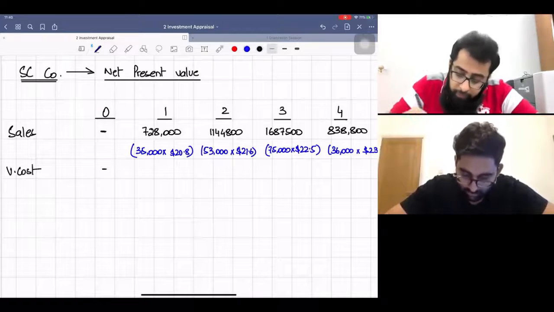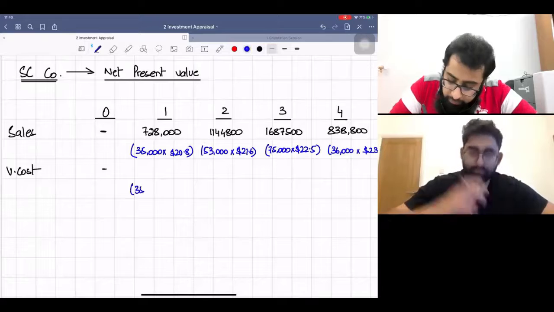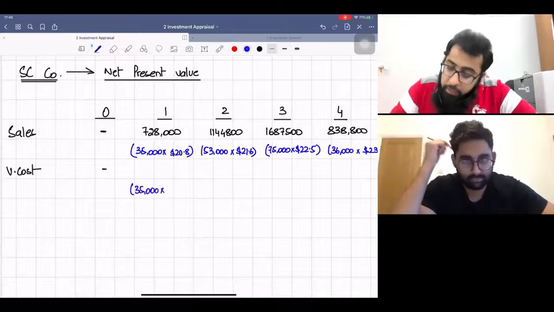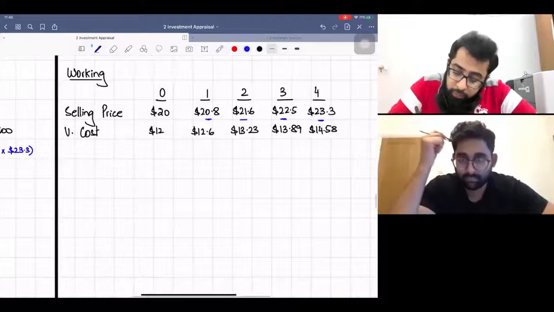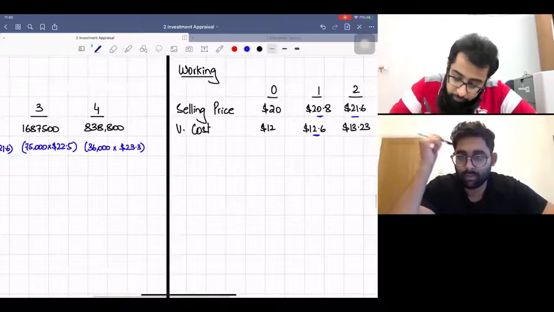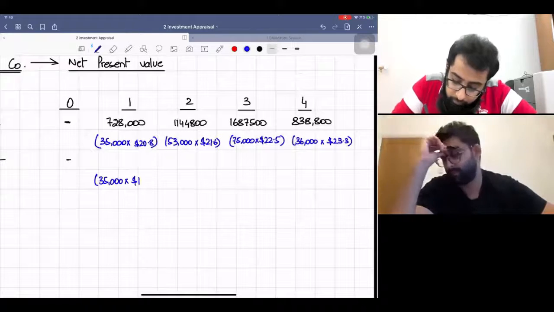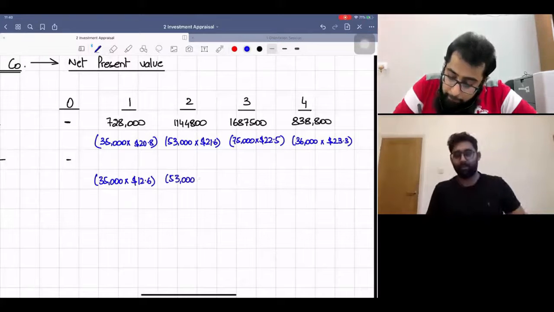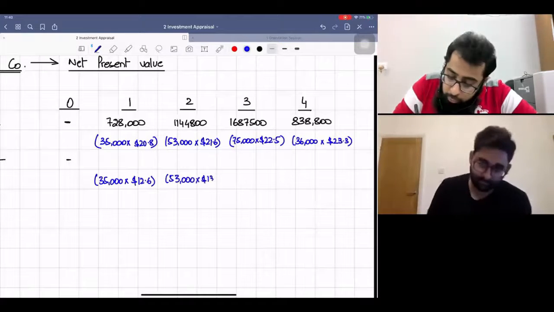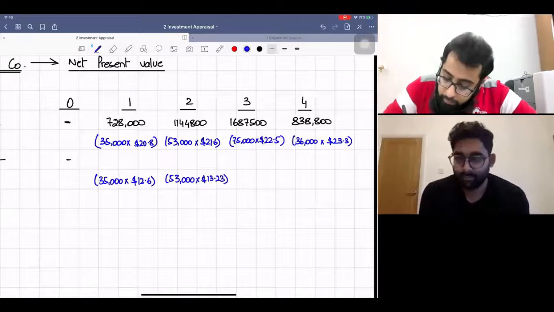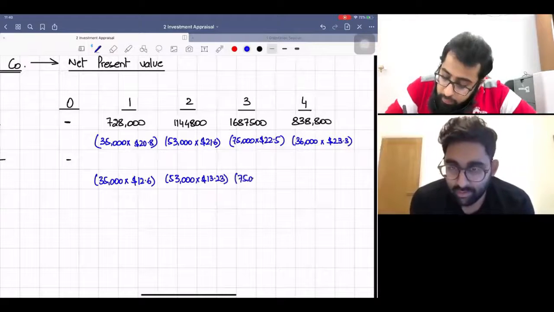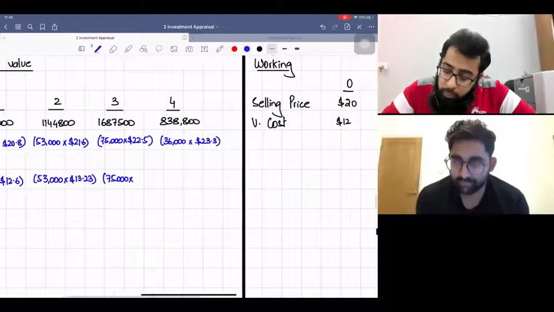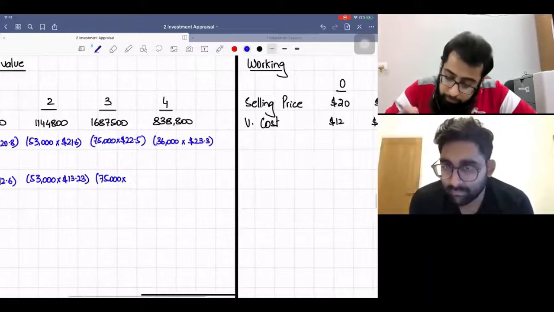Then we will have the variable cost. Some clerical level work: 35,000 multiplied by the variable cost of 12.6. Then 13.23 for the next one, and third, it was 13.89.